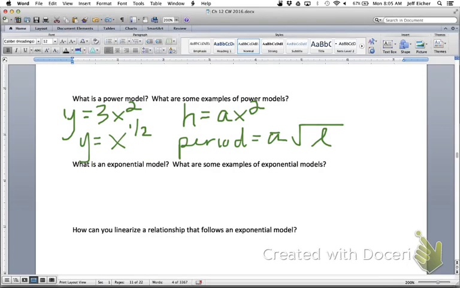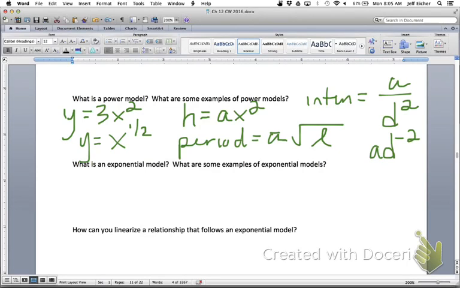Also, the intensity of a light bulb is related to the distance from the bulb. So the closer you are to the bulb, the more intense it is. The farther away, the less intense it is. So the intensity of a light bulb is some constant a over the squared distance. This power model would have an exponent of, if you do a little algebra here, a d to the -2. So this is also a power model. Those are just some examples of power models.